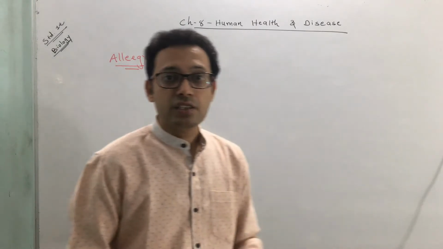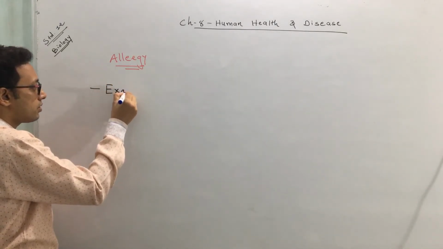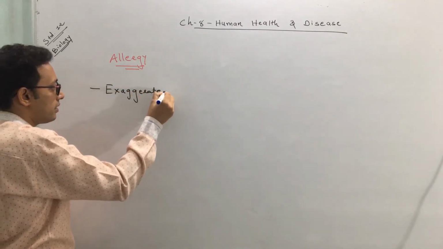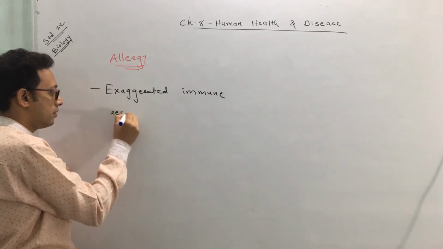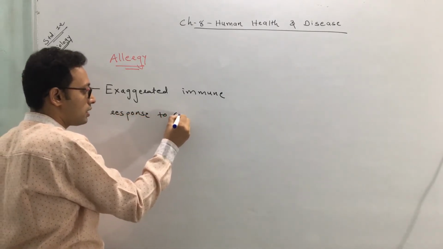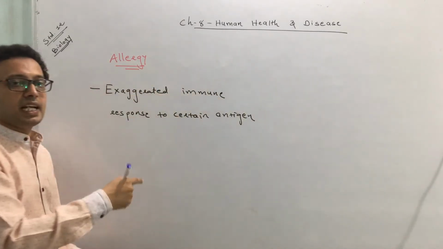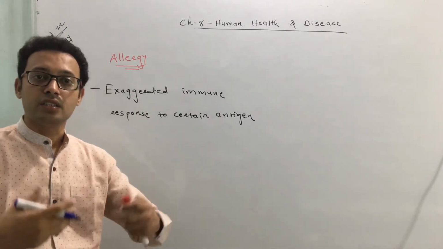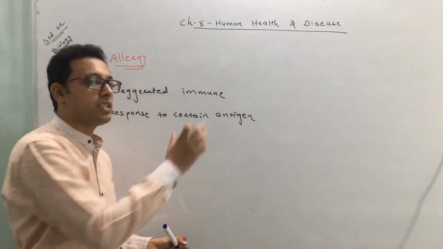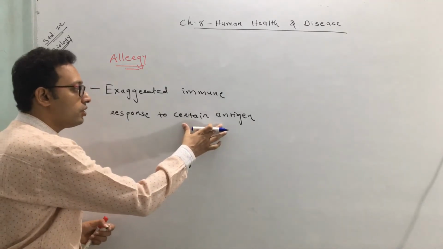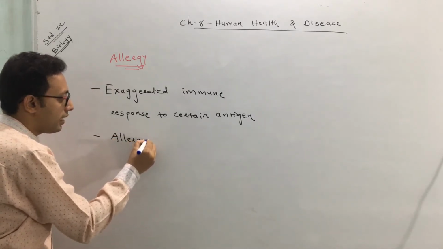So what is an allergy? It's an immune response, but it is an exaggerated immune response to certain antigens. It is the over-response of the immune system to a specific or certain type of antigens. That is called allergy, and the antigen to which the response occurs is what we call an allergen.